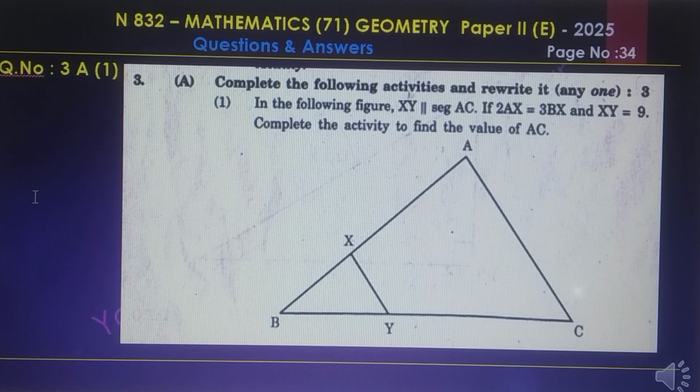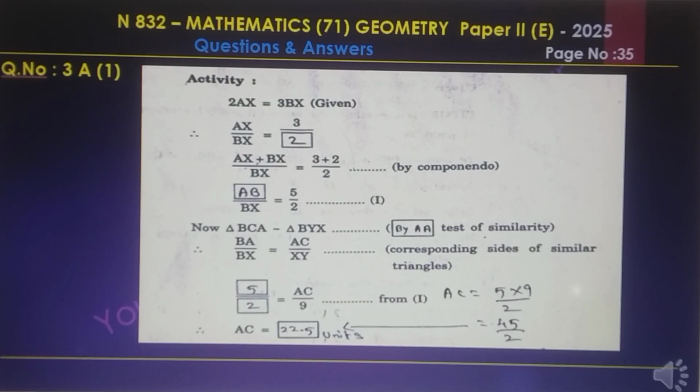Question 3a. In the following figure, XY is parallel to segment AC. If 2AX equals 3BX and YX equals 9, complete the activity to find the value of AC. Here is the question, 3 upon 2, and here is AB, and here also by AA test of similarity. So AC upon 9 equals 5 by 2, AC equals 5 into 9 upon 2, 45 divided by 2, AC equals 22.5 units.